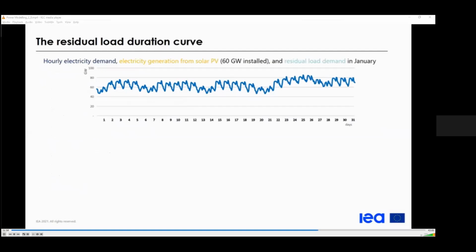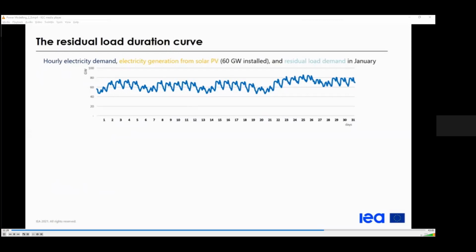On the impact on the load duration curves, we first need to introduce a new concept, the concept of residual load duration curve. So we can apply all the reasoning that we discussed earlier to this residual load duration curve instead of the load duration curve that we saw earlier in the presentation. So what is this residual load duration curve?